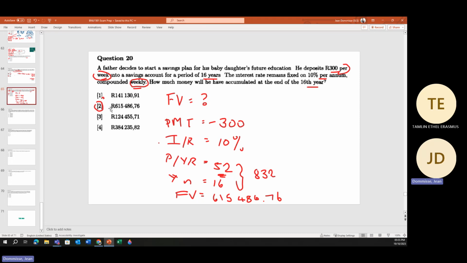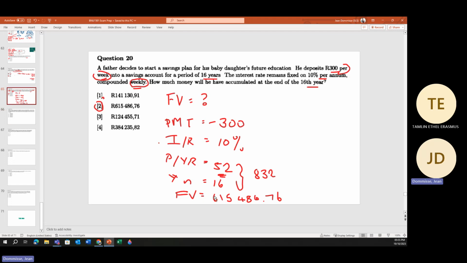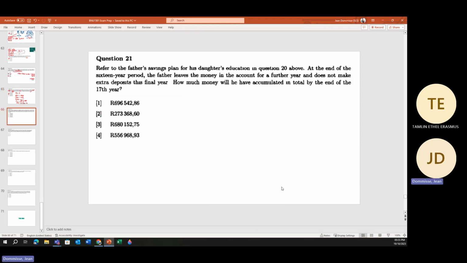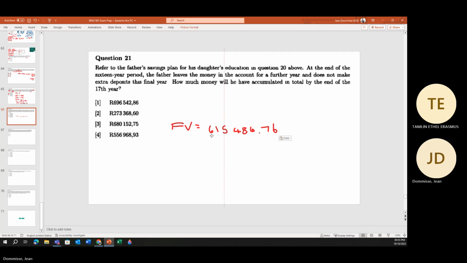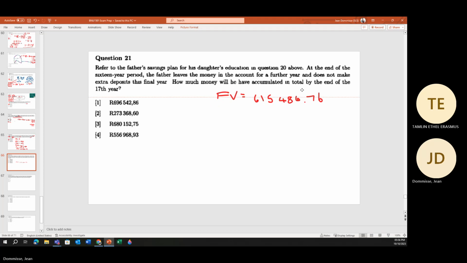Okay, so we have calculated it. I just want to see if the 615 is there. No. Hopefully something like this is not in your paper, so that you don't need to rely on your previous answer. Okay, so we had that as our future value. So now we're adding one extra year.